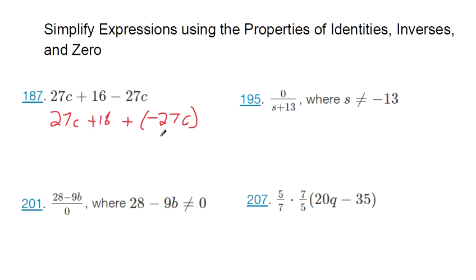Because now that it's all being added, we can rewrite this using the commutative property. I don't know if I said associative. I shouldn't if I did, because I'm not changing the grouping. I'm changing the order. And so these combine, they cancel out, leaves us with just 16.